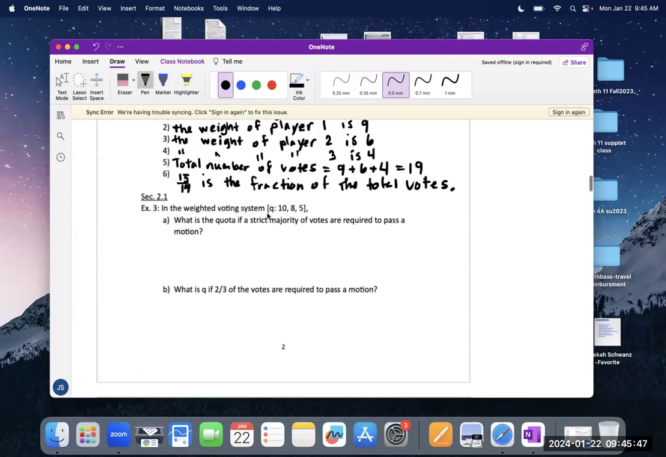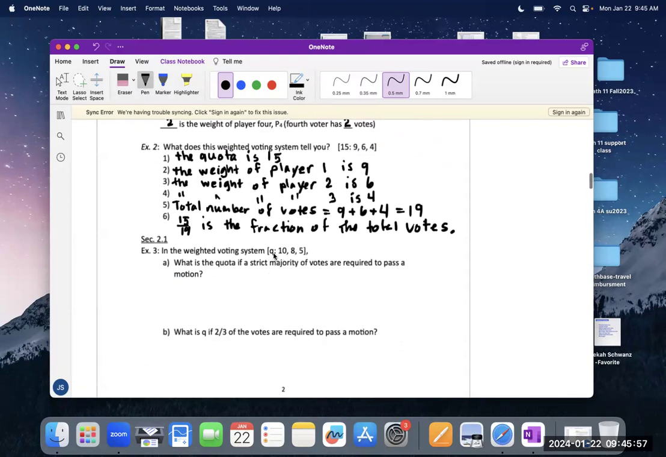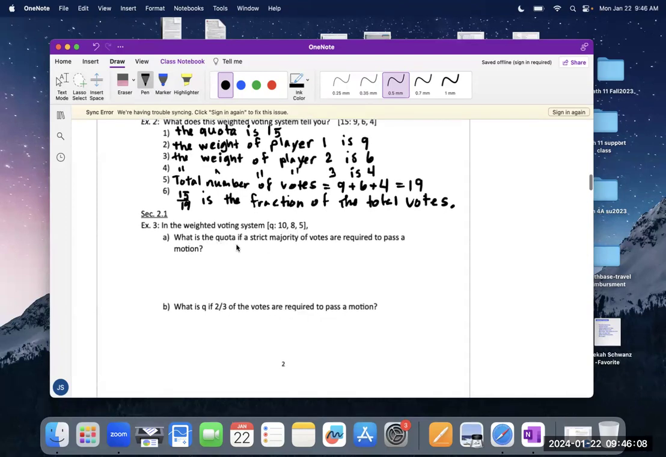In the weighted voting system, they don't give us the quota here as a number like we saw above. They give us just a Q in place of the number, so the Q is unknown. Then they say the weight of the first player is 10, the weight of the second player is 8, and the weight of the third player is 5. They ask, what is the quota if a strict majority of votes is required to pass a motion? So a strict majority is more than half.